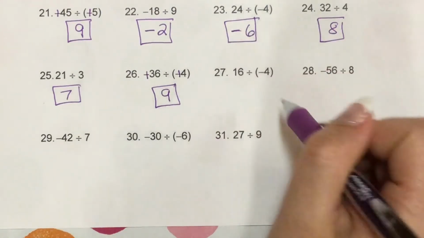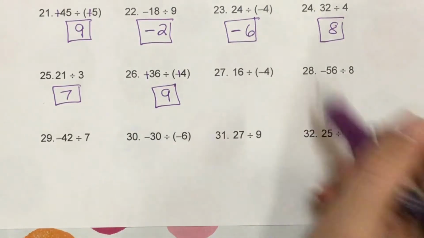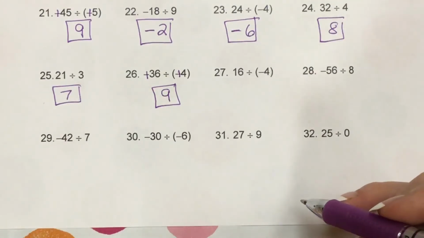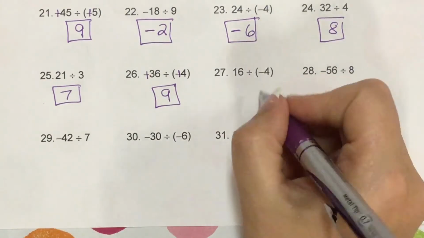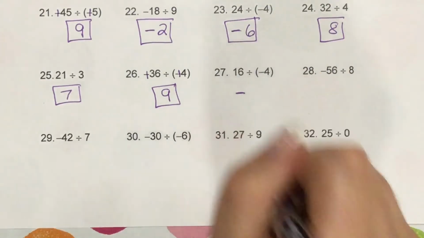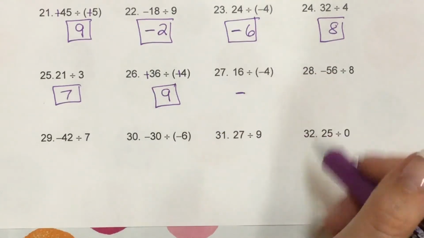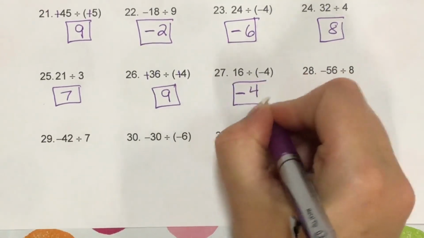Okay, on to the next one, 27. 16 divided by negative 4. We have a positive divided by a negative, and the signs are different, so it's going to be a negative. And 16 divided by 4 is 4. So we end up with negative 4.